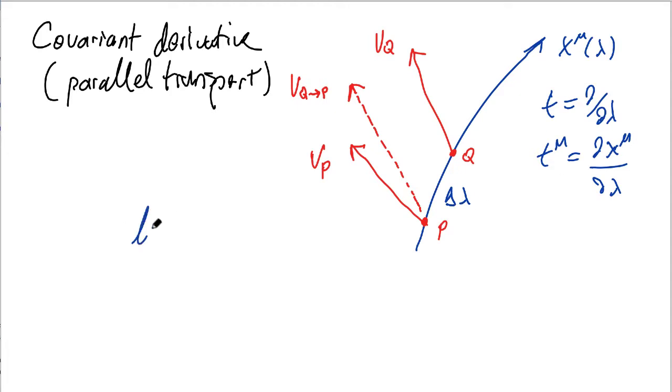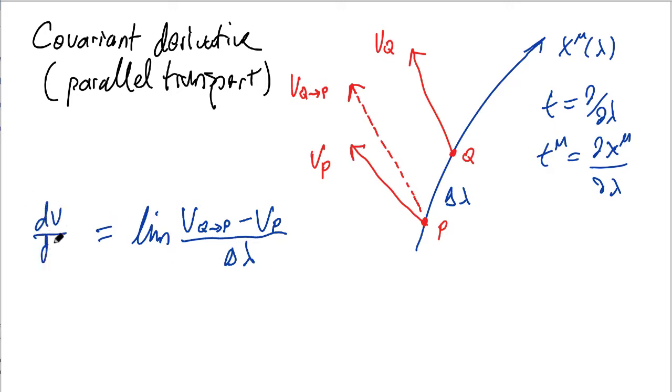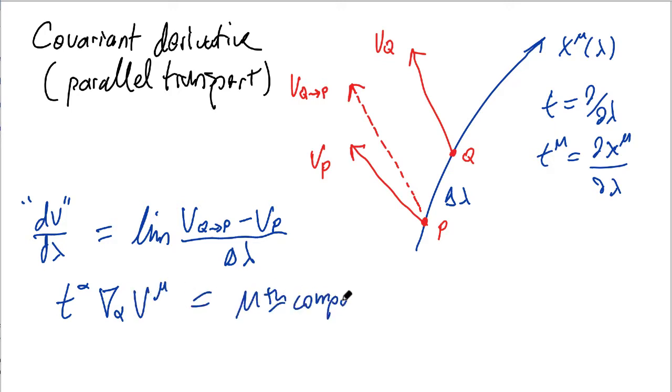So that's the limit of V at Q transported back to point P minus V at point P, divided by delta lambda. And this is what I denoted, using really not very standard notation, as just dV d lambda. But we know now how to denote this. The muth component of this vector is T alpha del alpha V mu. That's the muth component of this dV d lambda.